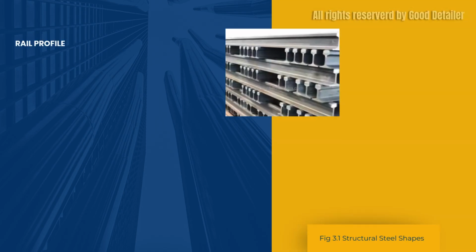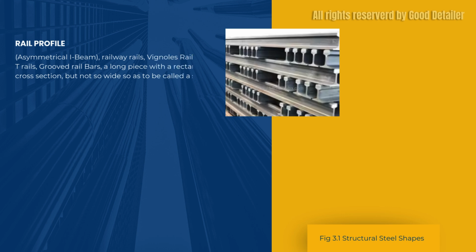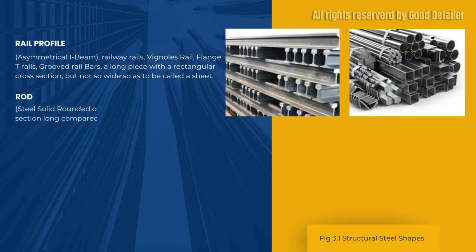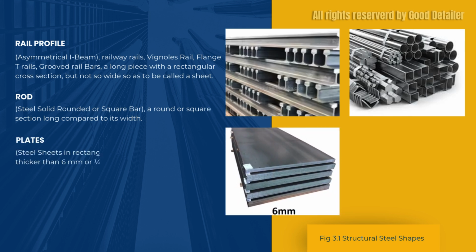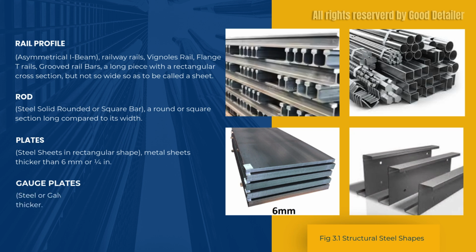Rail profile, asymmetrical I-beam, railway rails, Vignoles rail, flange T-rails, grooved rail. Bars: a long piece with a rectangular cross-section but not so wide as to be called a sheet. Rod: steel solid rounded or square bar, a round or square section, long compared to its width. Plates: steel sheets in rectangular shape, metal sheets thicker than 6 mm or 1/4 inch. Gauge plates: steel or galvanized material sheet, less than 1/8 inch thick.